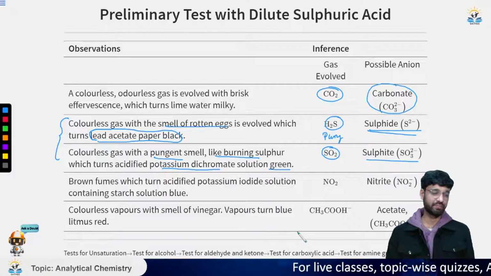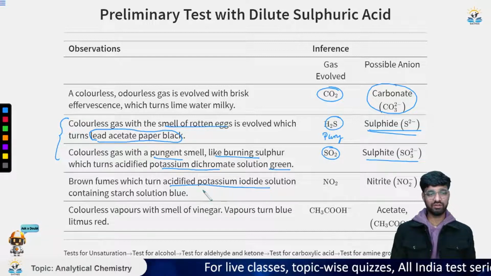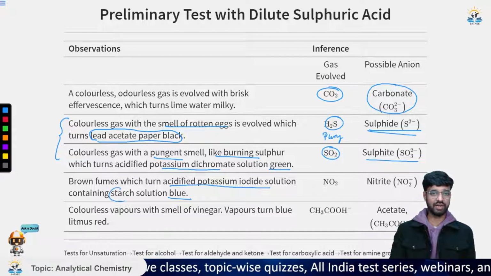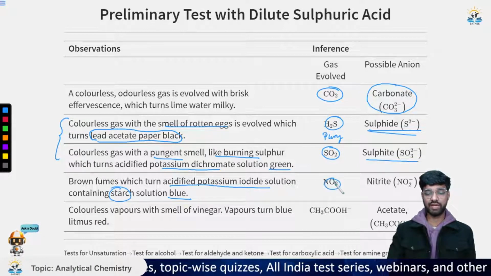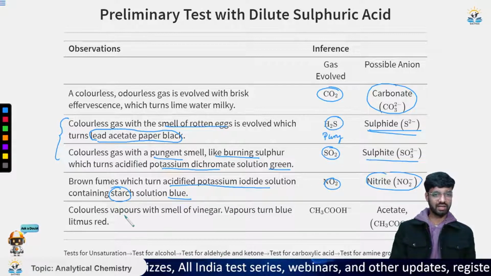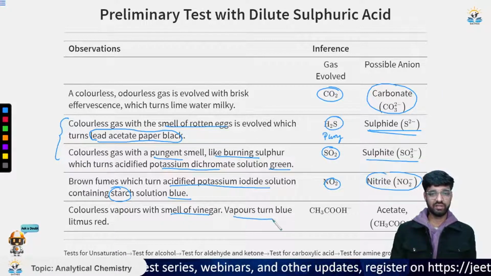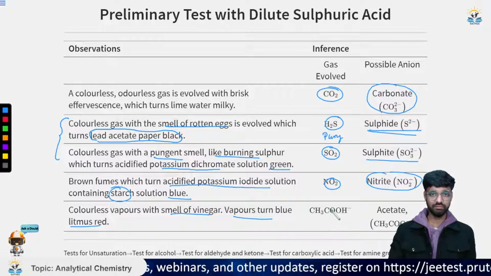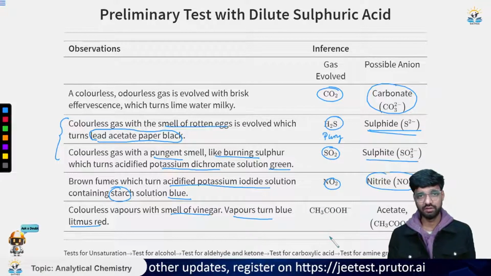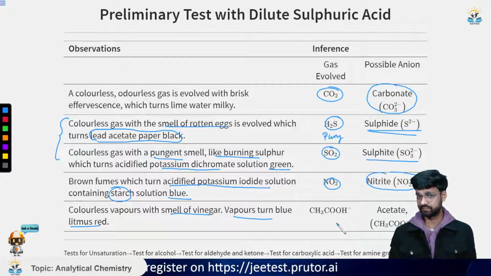It is SO3 2-. Now if we have brown fumes, which turn acidified potassium iodide solution containing starch blue, then NO2 gas is released and nitrite ion may be present. If colorless vapors are formed with the smell of vinegar and the vapor turns blue litmus red, this is the acetate ion and the CH3COOH gas. So this is the preliminary test with dilute sulfuric acid.